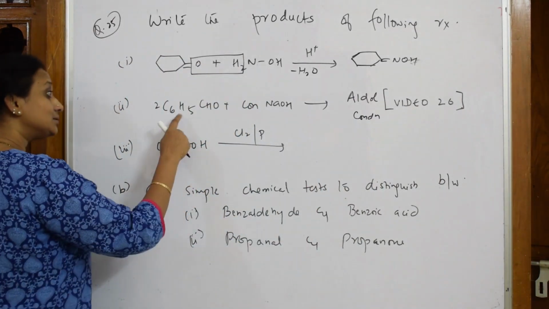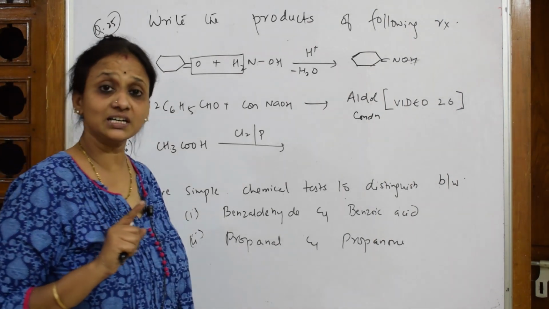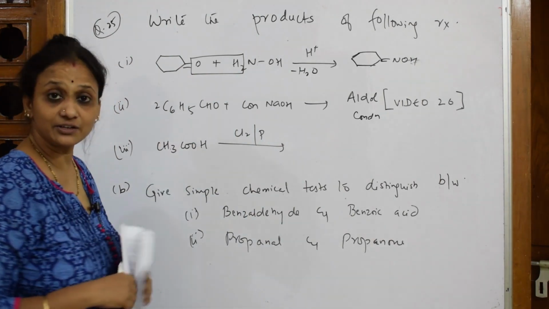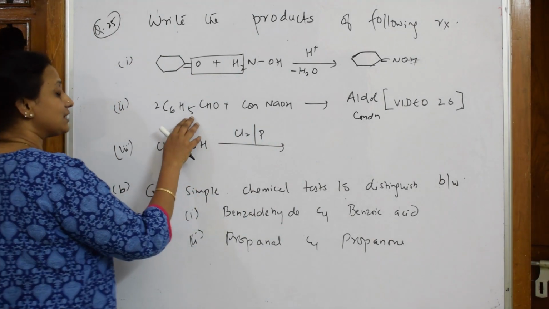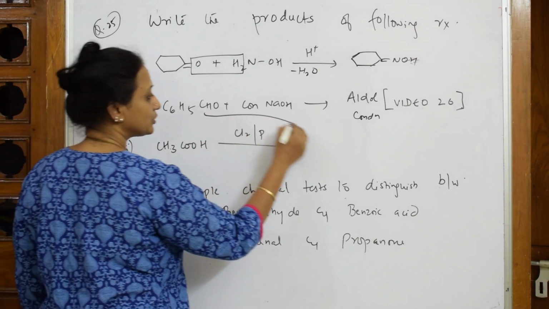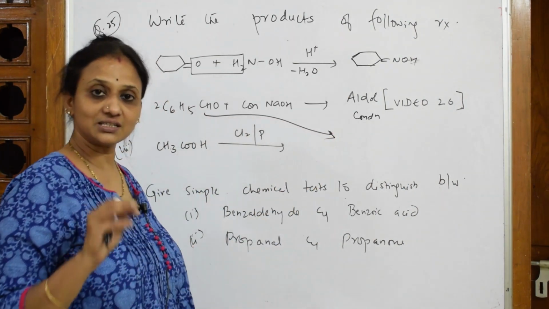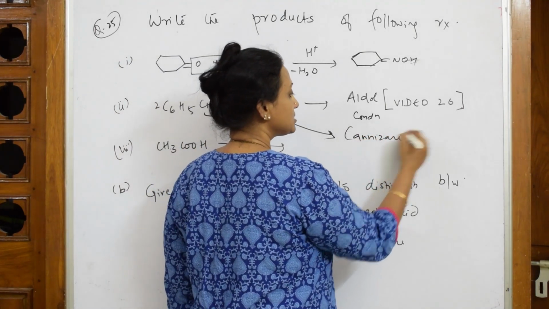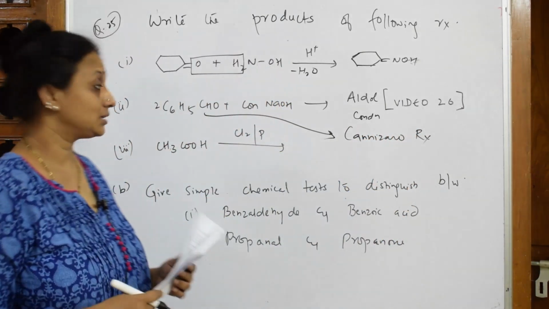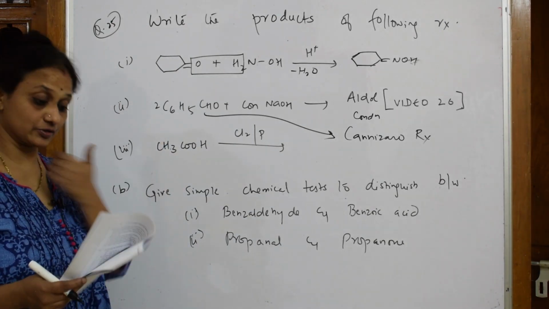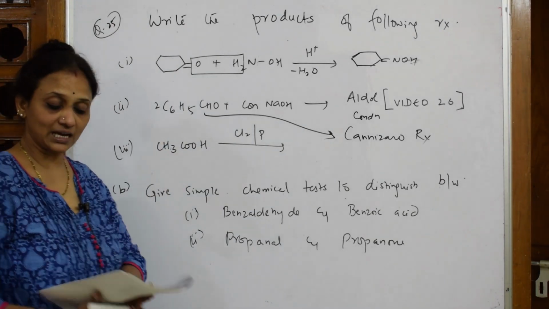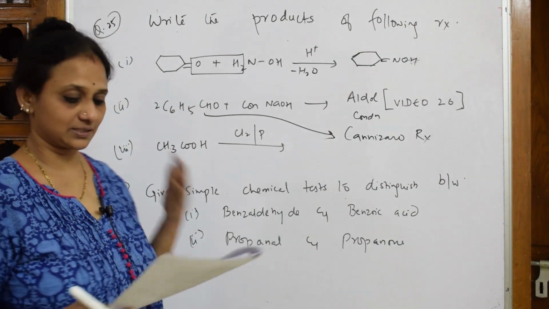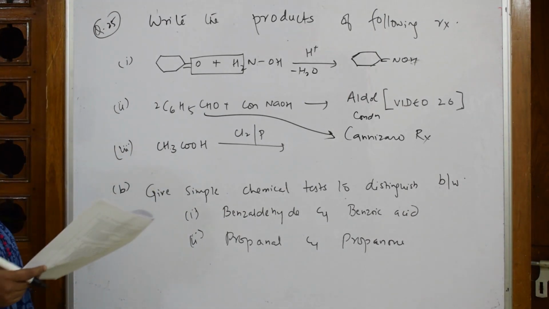But here, this is not aldol condensation. You need to be very careful because this doesn't have alpha hydrogen, correct? When it doesn't have alpha hydrogen, the reaction is your Cannizzaro reaction. The Cannizzaro reaction is shown by aldehydes which do not have alpha hydrogens. Done. So there you will get 1 alcohol and 1 sodium salt of benzoic acid. Done.